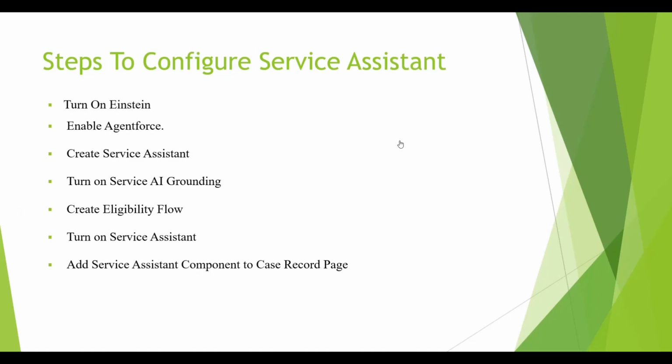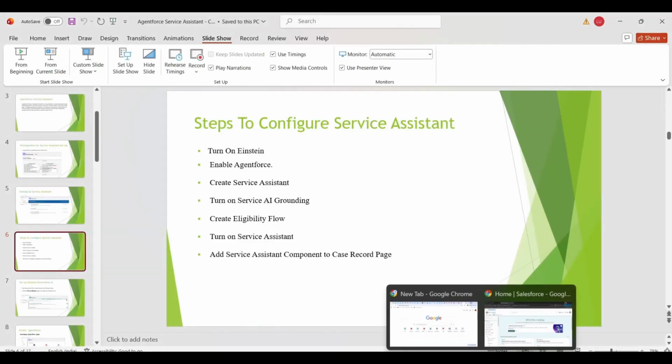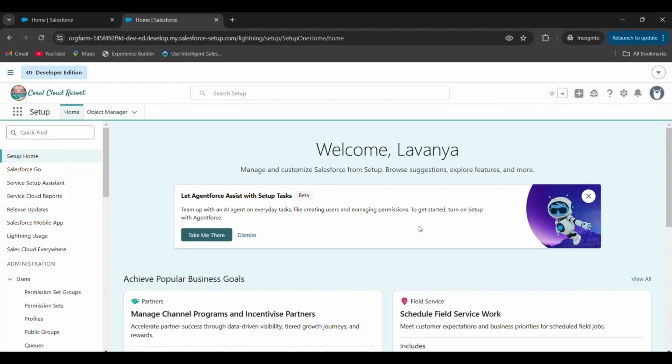Now we will see everything practically. Let's go to our arc. This is the Trailhead arc used to practice Agentforce Service Assistant. I'll provide you the link in the description. First, we will check whether the user has the Service Planner Builder permission set or not.